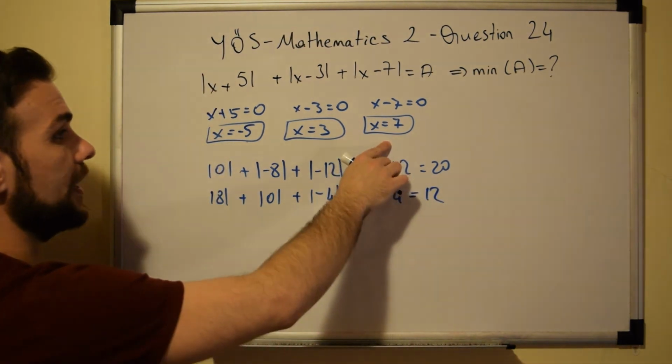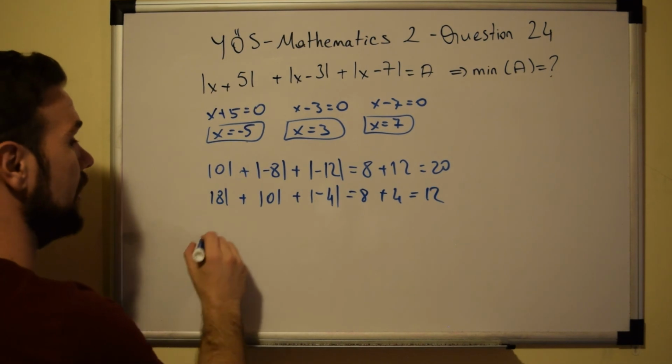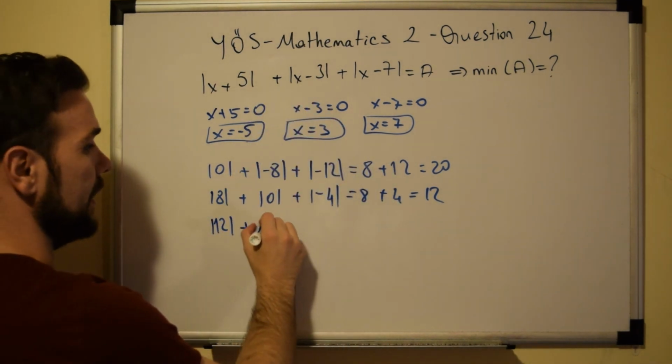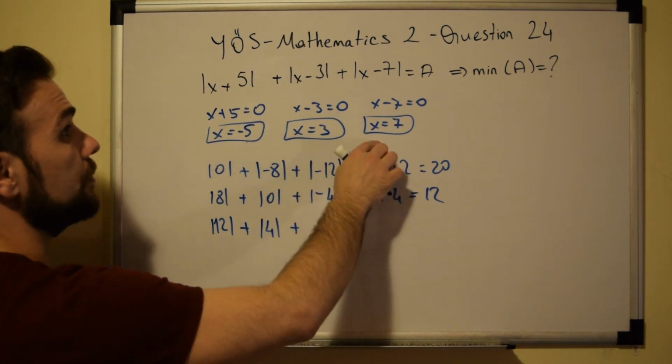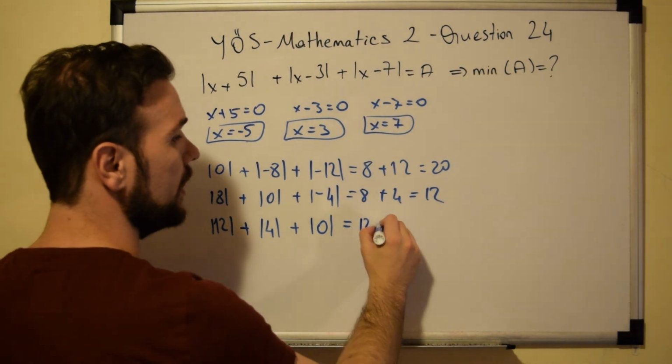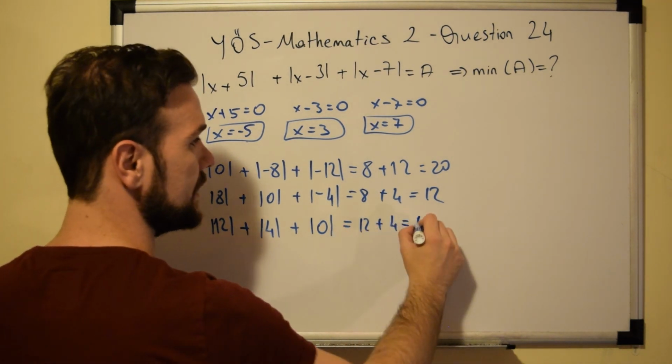Now let's see if we give x the value of 7. 7 plus 5, it's 12. Plus 7 minus 3, that is 4. Plus, we have 7 minus 7, that is 0. So we have 12 plus 4 is equal to 16.